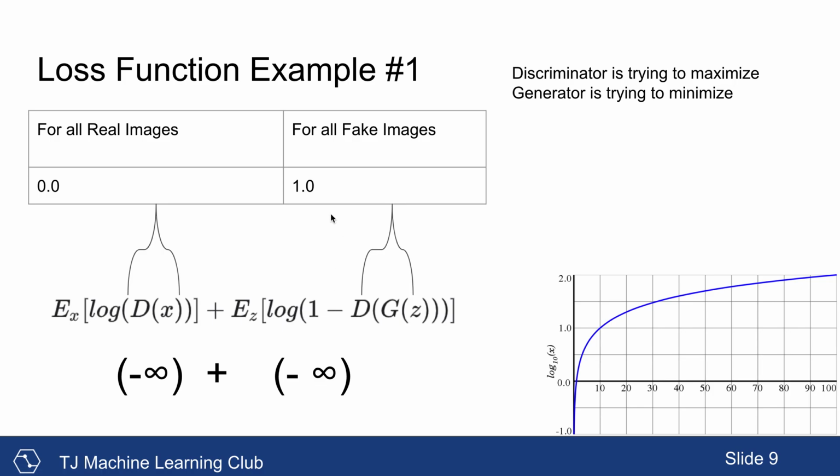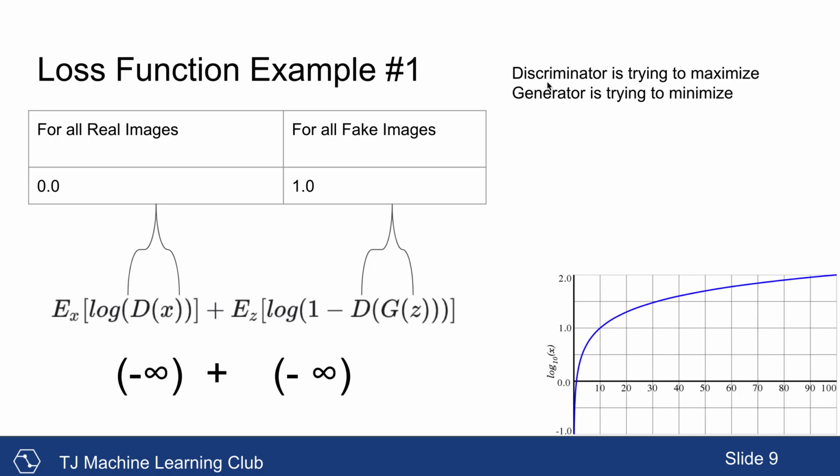And a similar thing happens here because D of G of Z is basically, okay, what does the discriminator output for the fake images that we have? And if it's outputting a 1, which is the exact opposite of what it's supposed to do, we get log of 1 minus 1, which is also a log of 0, which is also, here I'm writing negative infinity. It's just going to be some very negative number. And adding those two things together, we have one very negative number plus another very negative number, and we end up getting a very negative number.